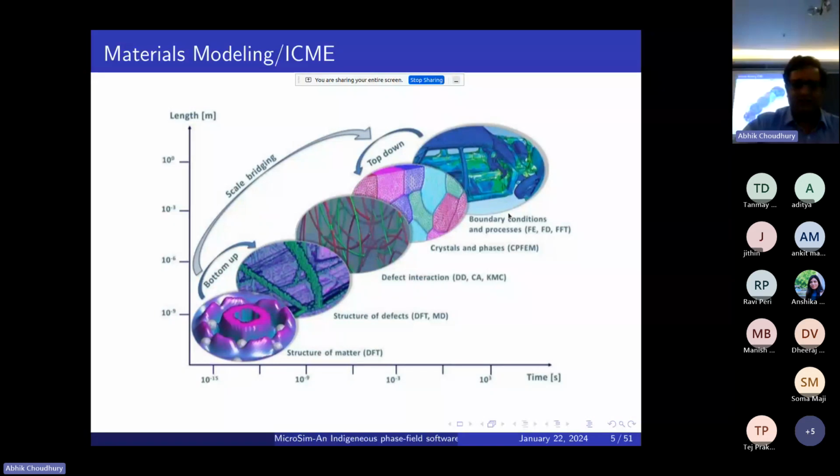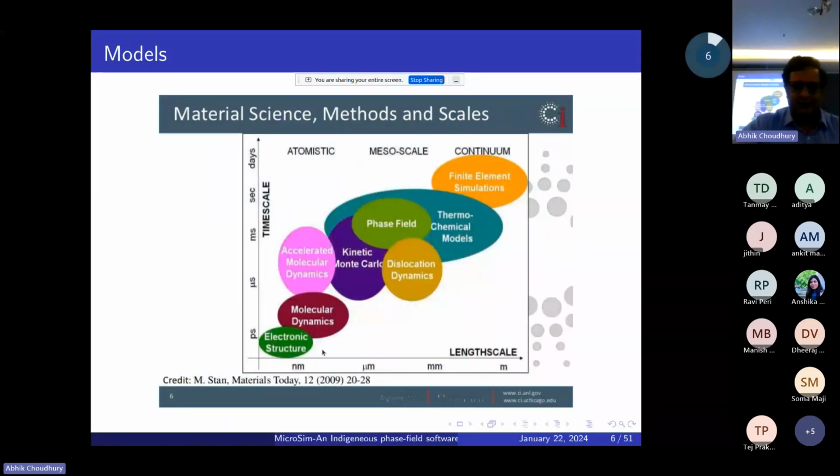As you see over here, there is a host of models that are relevant at each different scale, and they are mentioned over here. This is depicted better pictorially here, where you go all the way from electronic structure, where you do DFT calculations, molecular dynamics at the atomic scale, accelerated molecular dynamics at slightly higher scales, finite element calculations at the continuum scale.